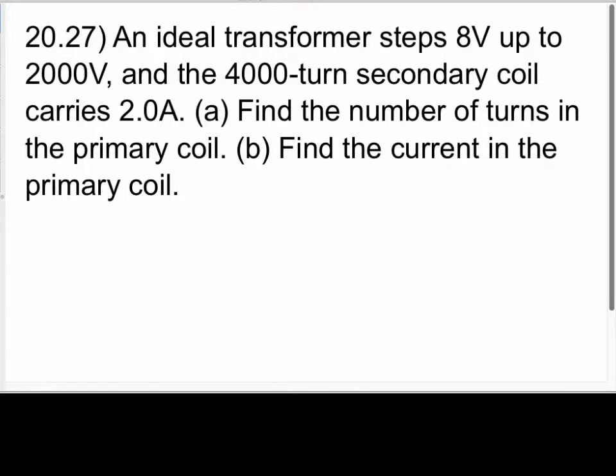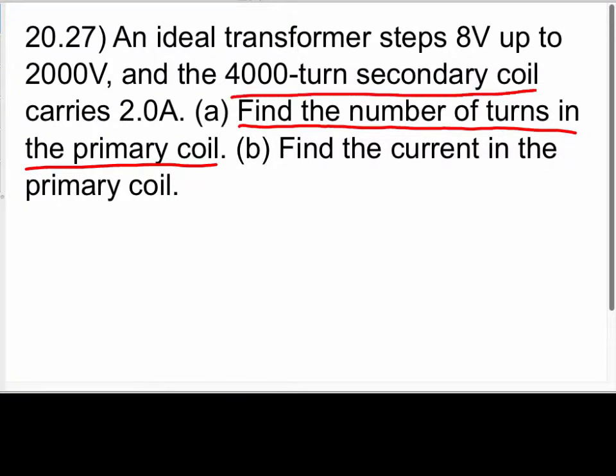All right, now for problem number 27, it says that we have an ideal transformer that steps 8 volts up to 2,000 volts, and a 4,000 turn secondary coil carries a current of 2 amps. It doesn't say current, but that's what that is. And it says find the number of turns of the primary coil.